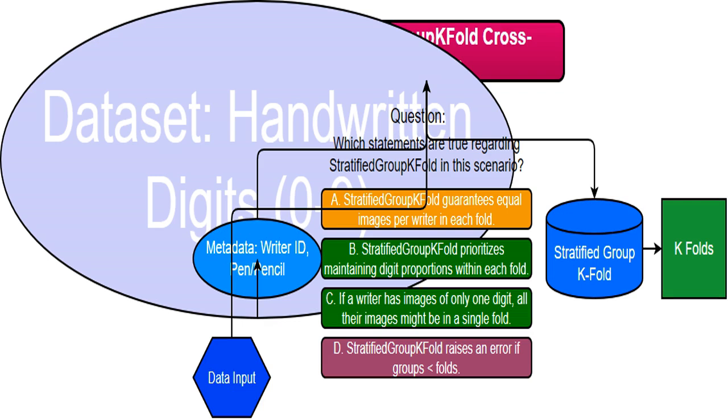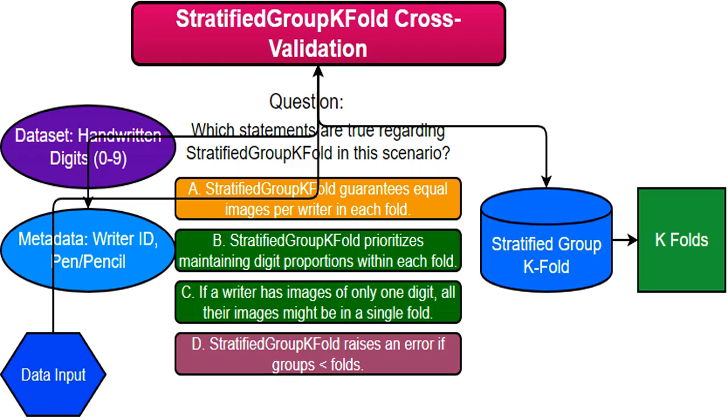I'll use this information to make sure images from the same writer stay together in the same group during the cross-validation process. This is the specific type of cross-validation we will use. Stratified means we'll keep a similar balance of each digit, 0 to 9, in each fold. Group means we'll keep all images from the same writer together in a single fold. K-fold simply means that we will split the data into K different folds or groups.